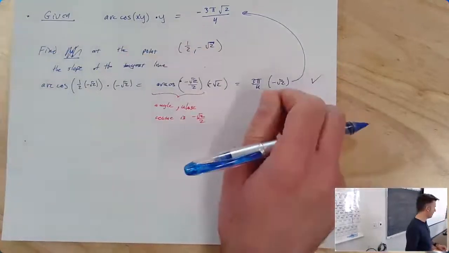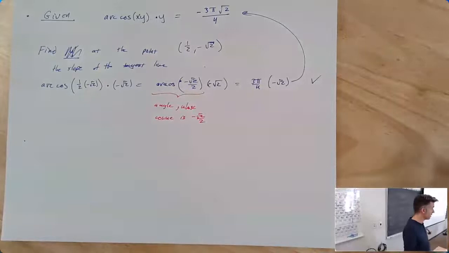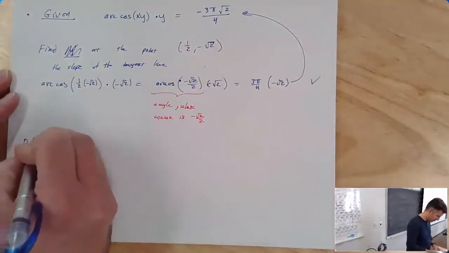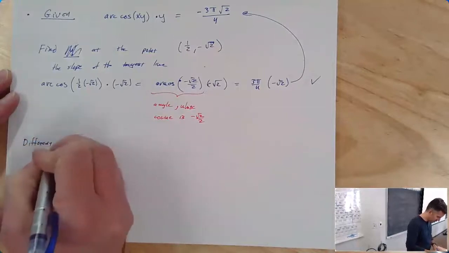At the point 1/2 comma negative root 2. Same question, just phrased a different way. So I'm going to first and foremost take the derivative of both sides, differentiate.